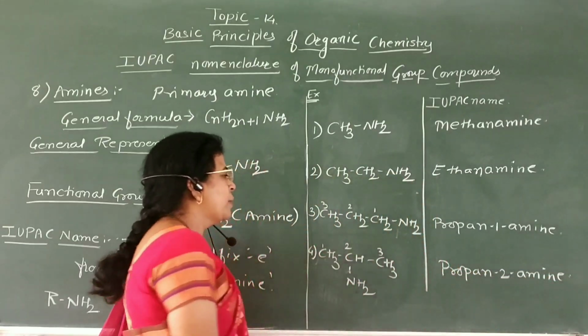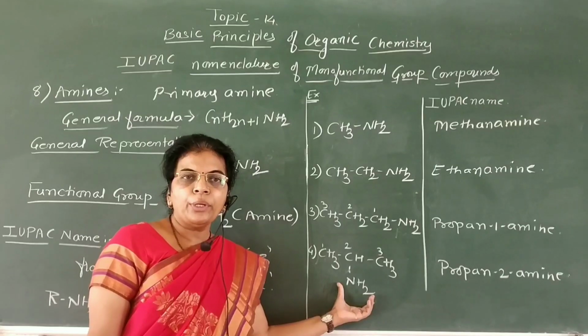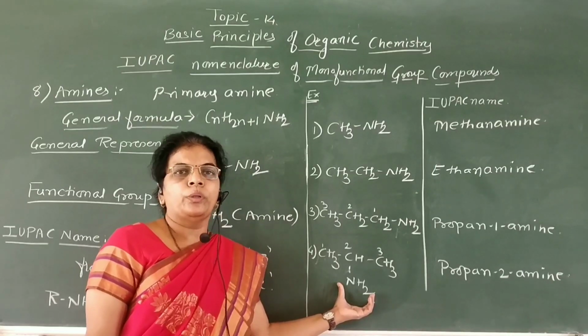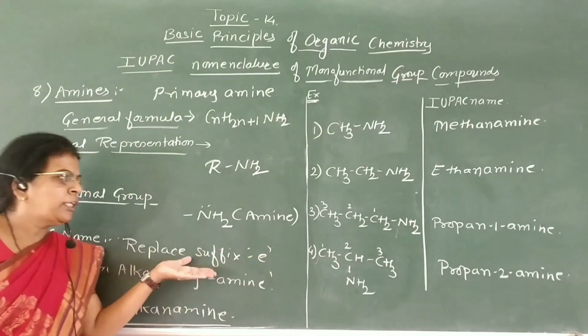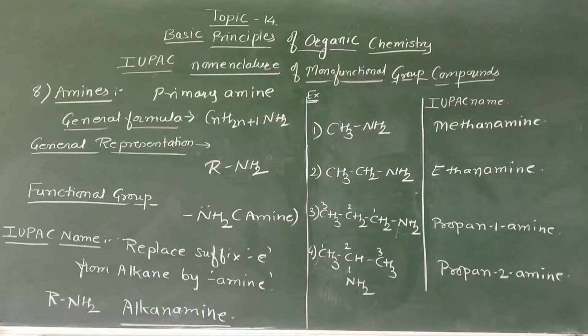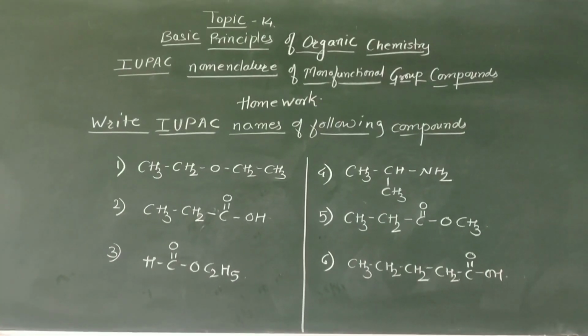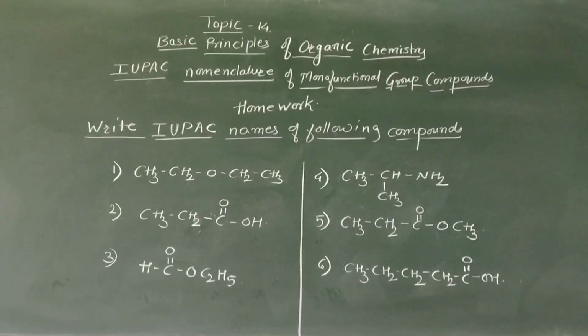In this way, if the number of carbon atoms increases, you have to give the position of amine group. In this way, IUPAC names for primary amines are given. Now homework for you. Write IUPAC names of following compounds.